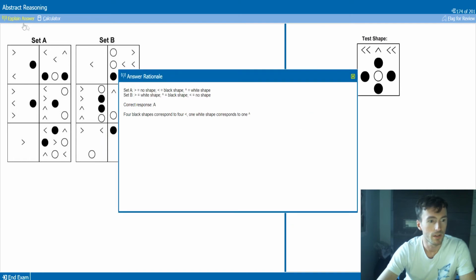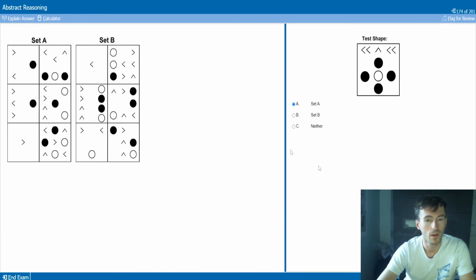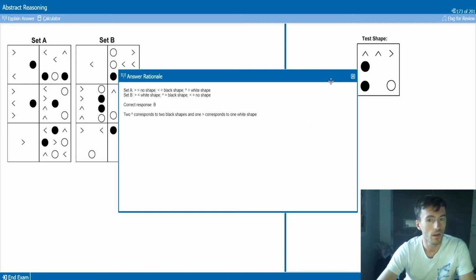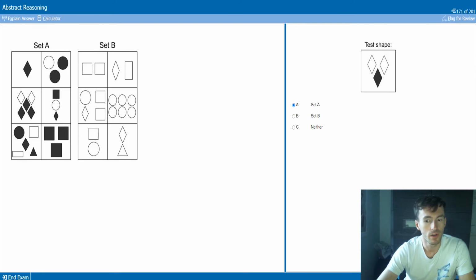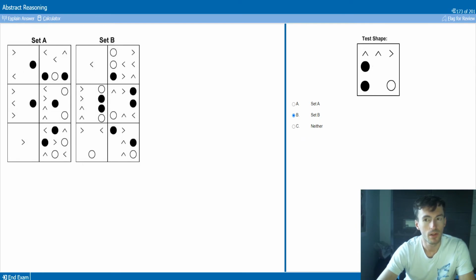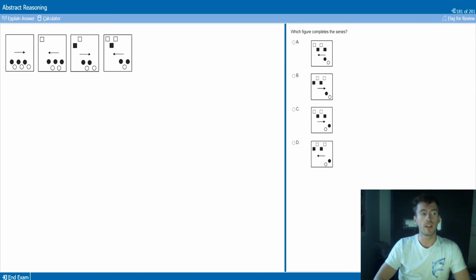Okay, oh wait, what did I say for this one? Yep, A. B, yeah. B again, that's cool. Okay, so we've done all of these ones now. The other kind of question that you can get in the UCAT for abstract reasoning is these complete the sequence questions, which break it up a little bit more so that you're not just doing set A and set B boxes all day.